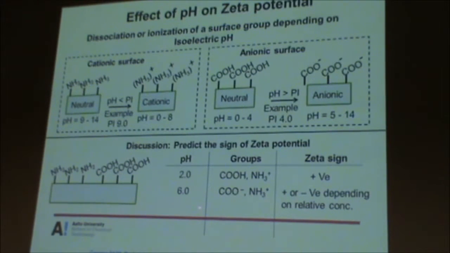So now if you have both carboxyl and amino, all that you need to do is calculate the total number of amino minus the total number of carboxyl. If the net value is positive, then this particle will be positively charged, and if it is the other way around, it will be negatively charged.